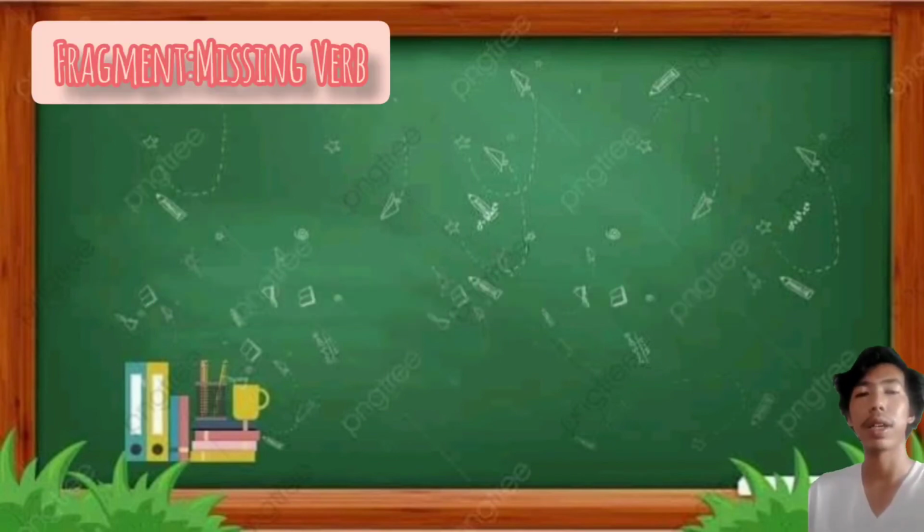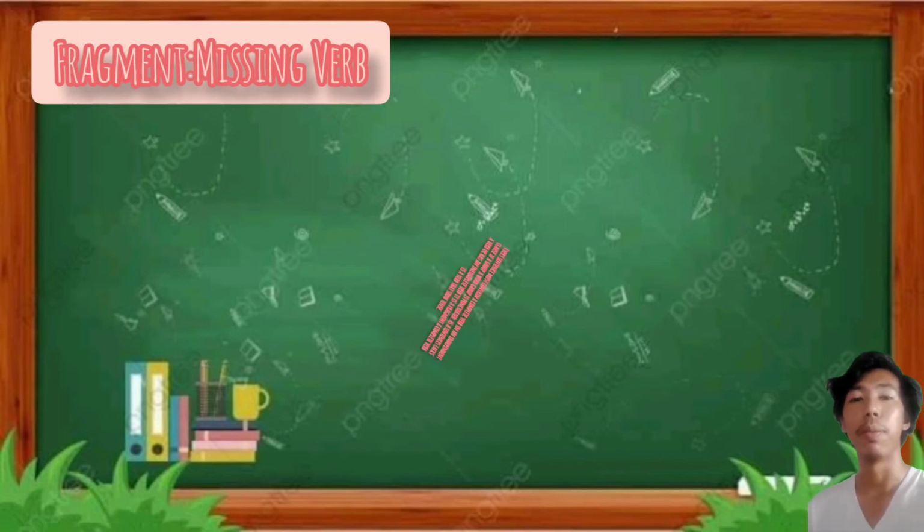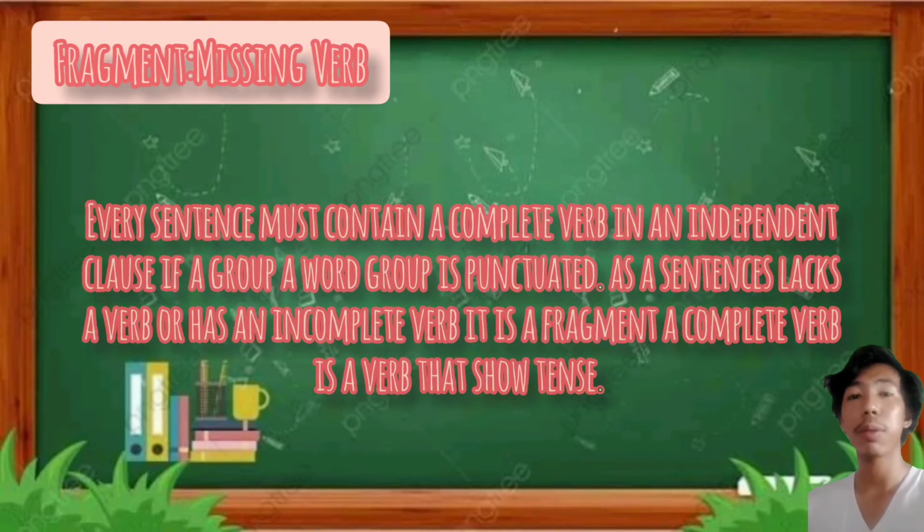My name is Janric Aaron Ciclavio, and now I'm going to tell you about the missing verb. Every sentence must contain a complete verb in an independent clause. If a word group punctuated as a sentence lacks a verb or has an incomplete verb, it is a fragment. A complete verb is a verb that shows tense.